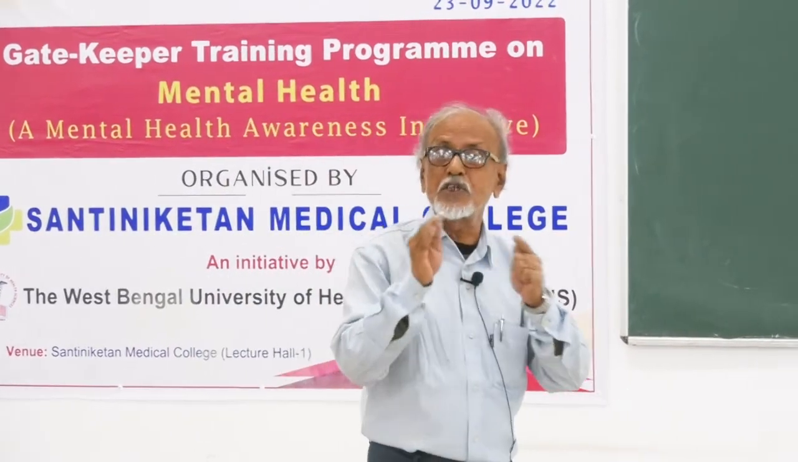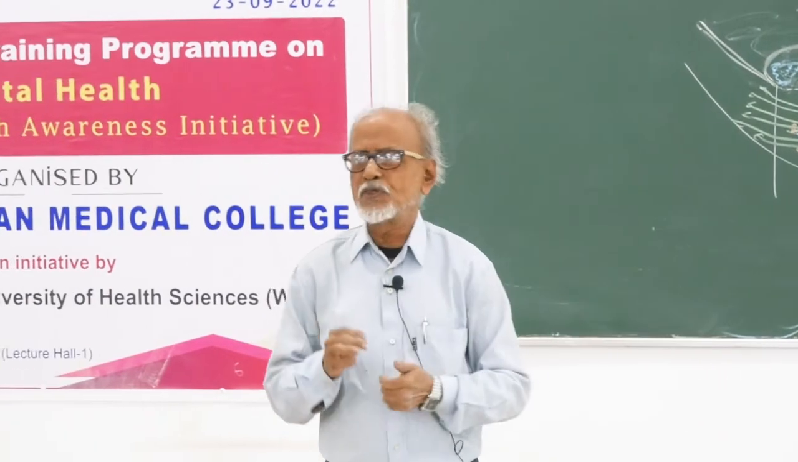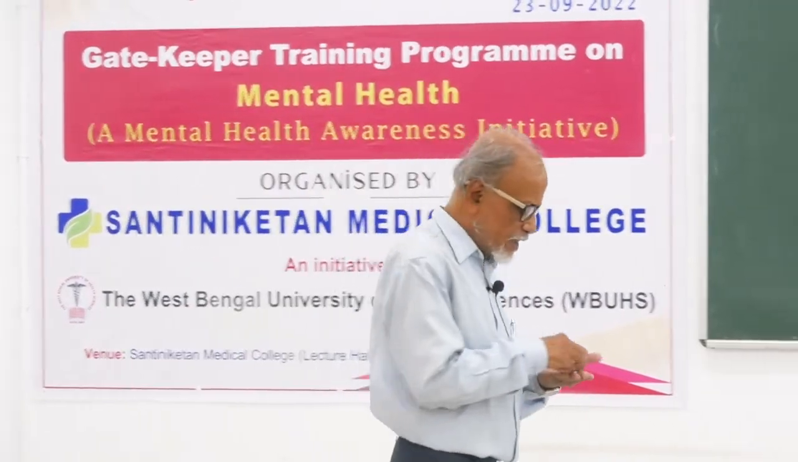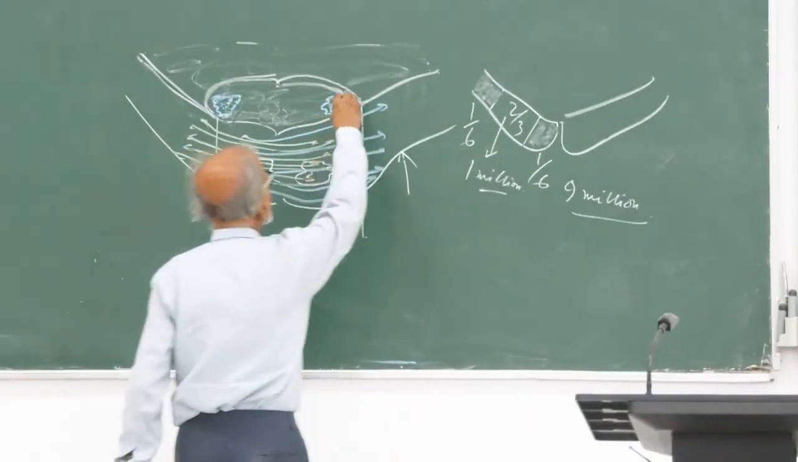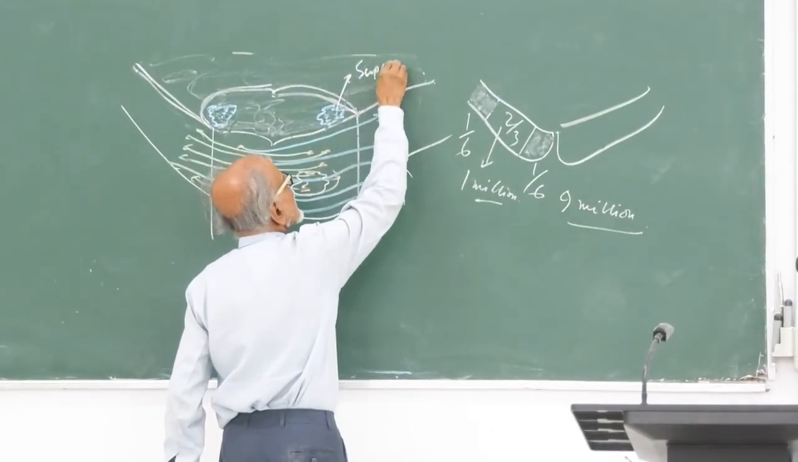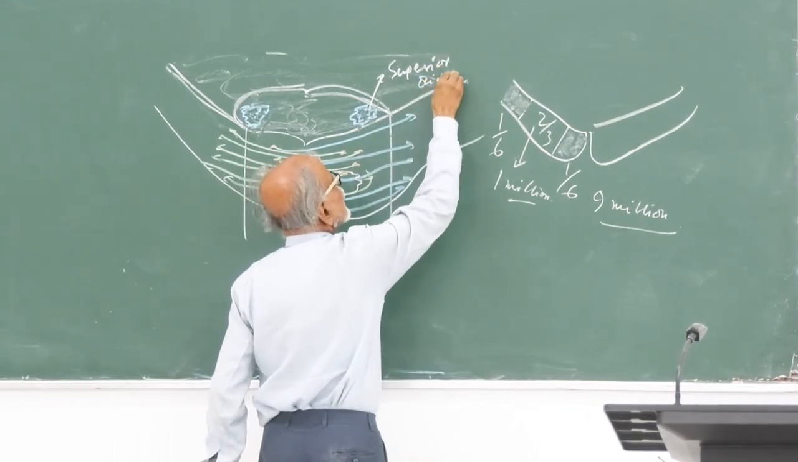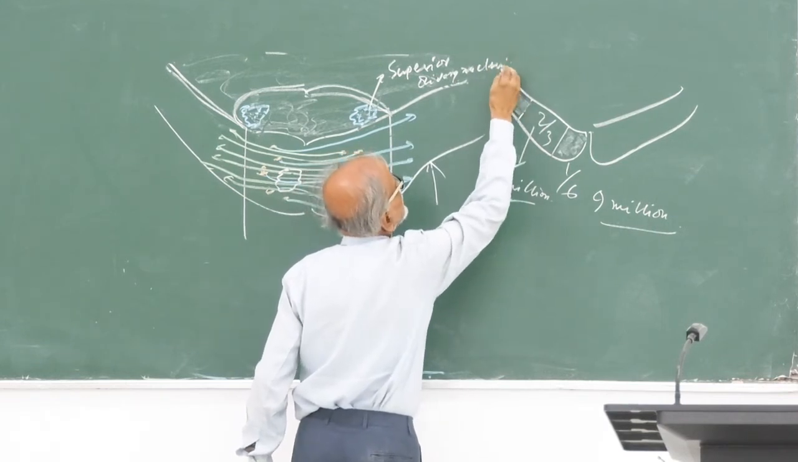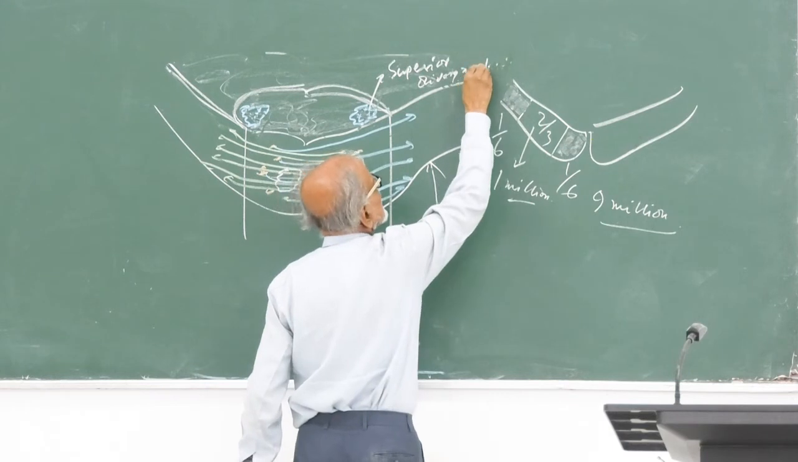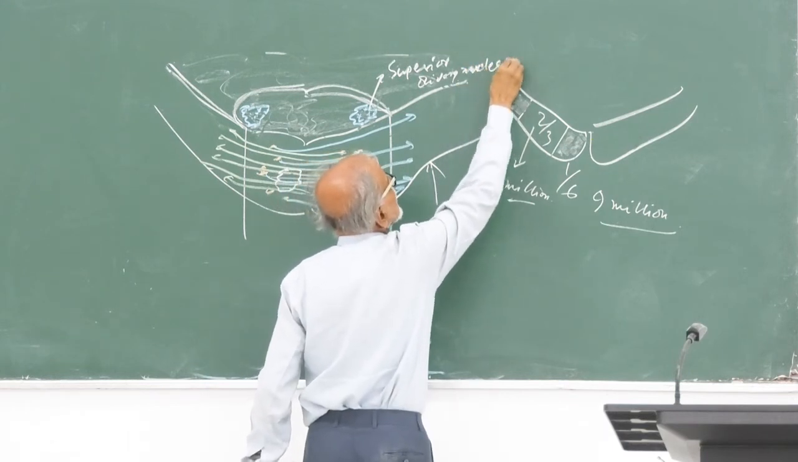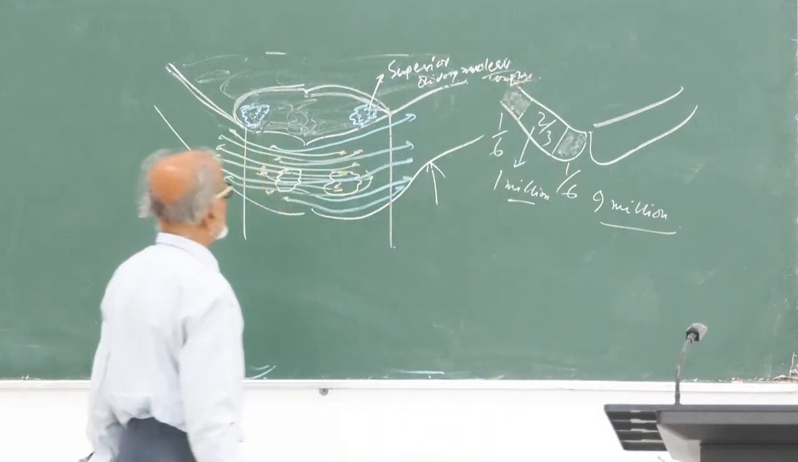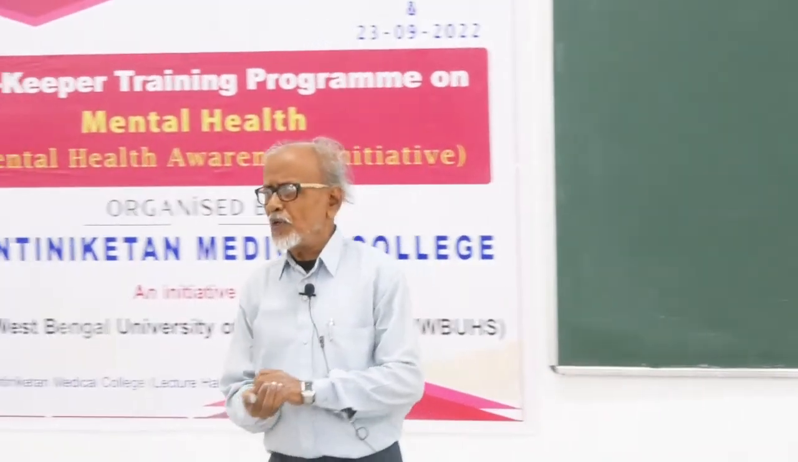comprising of so many clusters having defined names, এই গ্রুপটার নাম হচ্ছে সুপিরিয়র অলিভারি নিউক্লিয়ার কমপ্লেক্স। আমি পুরো বানানটাই লিখে দিচ্ছি, এটার নাম সুপিরিয়র অলিভারি নিউক্লিয়ার কমপ্লেক্স। কেন এটা জানতে হবে?